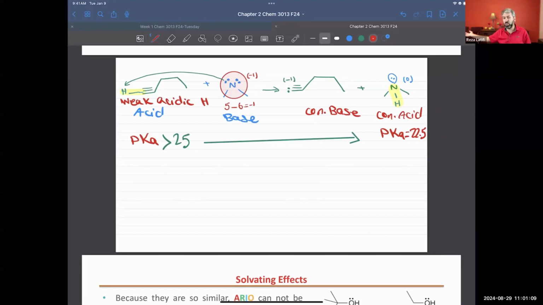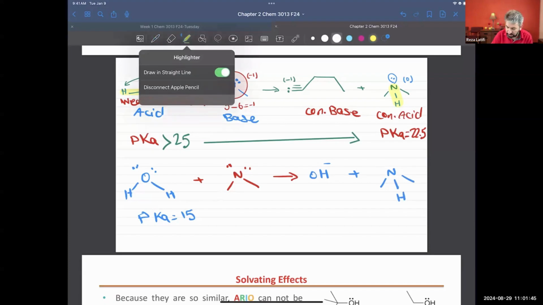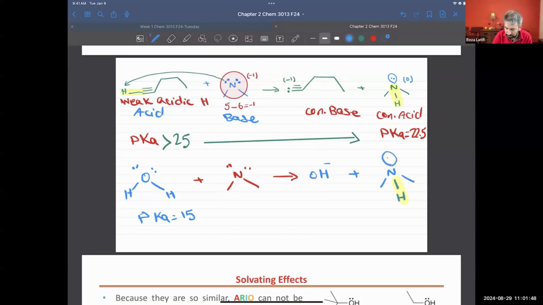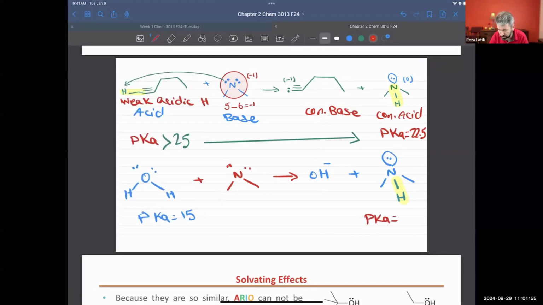Is there any shortcut to steal hydrogen from it? We have water. Let's see what will happen if we introduce water. This is going to be water. The pKa of water is 50. And you're adding nitrogen with 2 methyls and of course 2 lone pairs, and that's going to give you OH minus plus nitrogen with 2 methyls and 1 hydrogen. So now we have hydrogen, and of course we do have a lone pair on nitrogen. What's the pKa of the product? It's written, the pKa is 22.5.